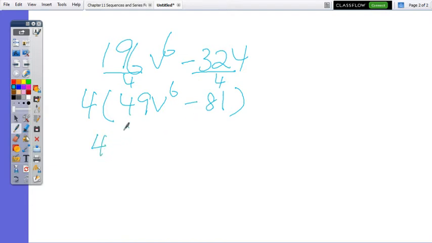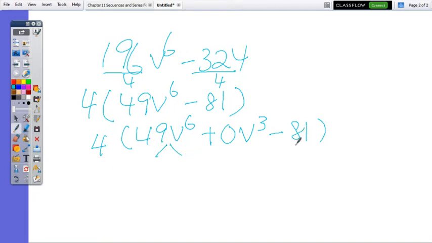So you might be wondering, this one is only the binomial. It is the binomial, but we can always make up the missing term right in between. The missing term in between would be considered 0, or we can say that's 0v to the power of 3, and then minus 81.